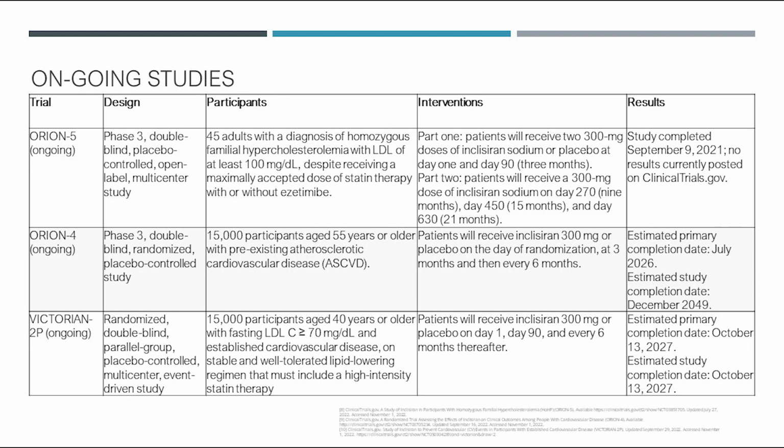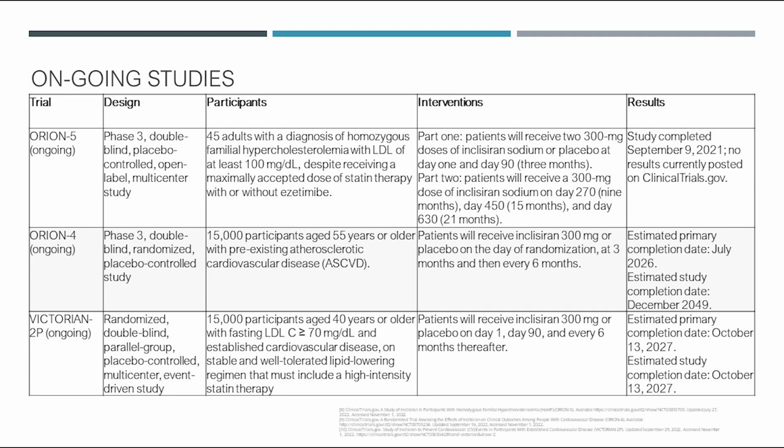It's very important to note that there are some ongoing studies, Orion 5, 4, and the Victorian 2P study. It's critical to note that these studies that are being published, the Orion 4 and the Victorian 2P studies specifically, are our outcomes-focused studies. So the Orion 4 study is including 1,500 participants, 55 years or older, with pre-existing ASCVD, and we're specifically going to be looking at some of our MACE outcomes and the impact of Inclisiran on those.